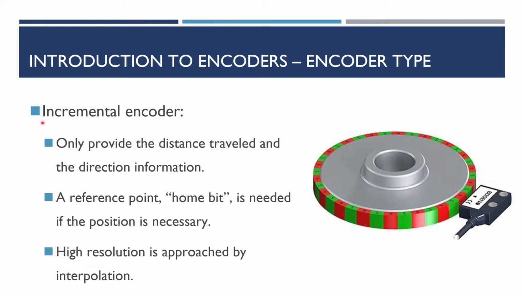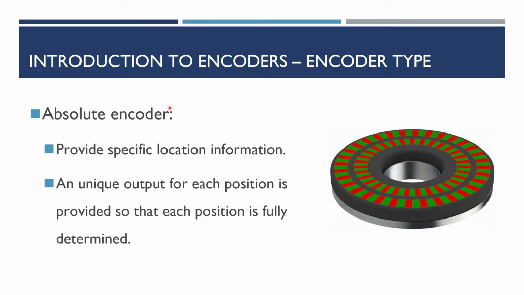An incremental encoder only provides the distance traveled by an object and the direction information. So if you want to use it to do position control, a reference point needs to be provided. To achieve high resolution, a method called interpolation has to be utilized, which will be discussed in detail later.